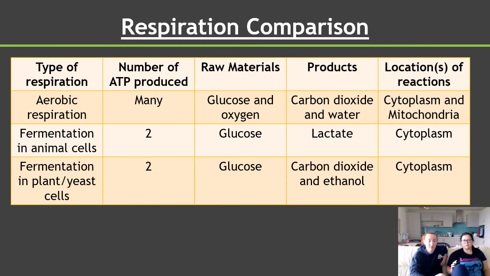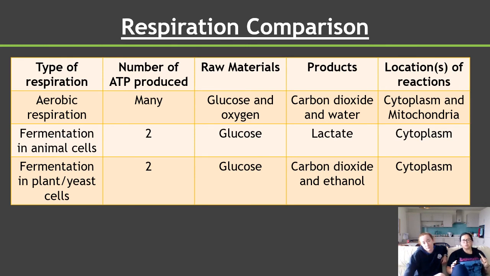So in comparison, first of all, aerobic respiration produces many ATP. Again, you don't need to know the number, you just need to say many or lots, just the idea that there's more than two. The raw materials required are glucose and oxygen. The things that are produced are carbon dioxide and water, and it occurs firstly in the cytoplasm and then in the mitochondria.